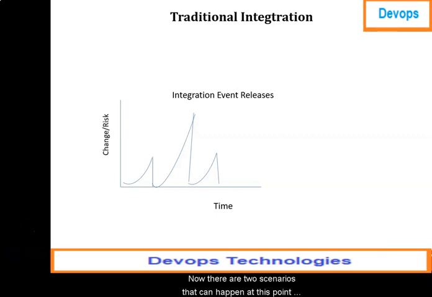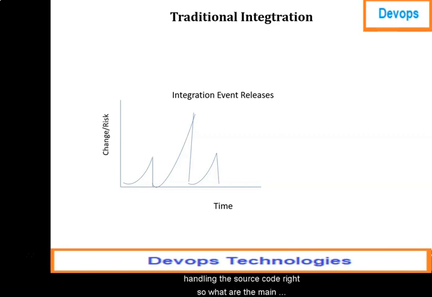Now, there are two scenarios that can happen at this point. Either the code in the central repository is unchanged or the code in the central repository is changed. Considering these two scenarios, you can obviously see that there is a conflict in the source code among all the developers. Nobody has the same source code. If a developer is working on a feature, then he has a particular code and that code is not present with another developer at that particular instant.